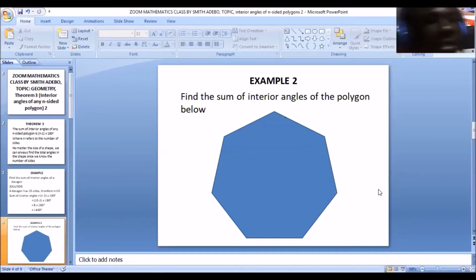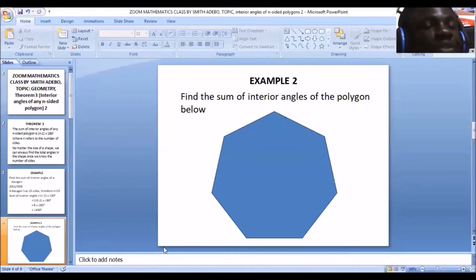Now, let's count. This is a polygon. How many sides does it have? It has 1, 2, 3, 4, 5, 6, 7 sides. I'll count again: 1, 2, 3, 4, 5, 6, 7. Now, at times the sides will be so many, like 10, 15, 11.